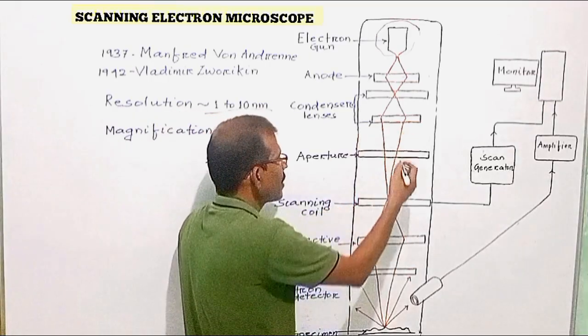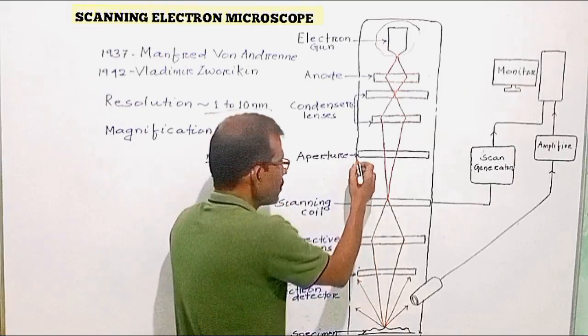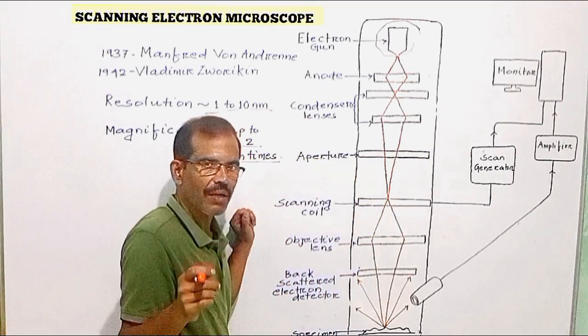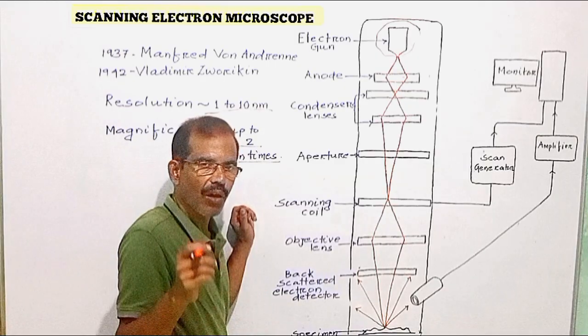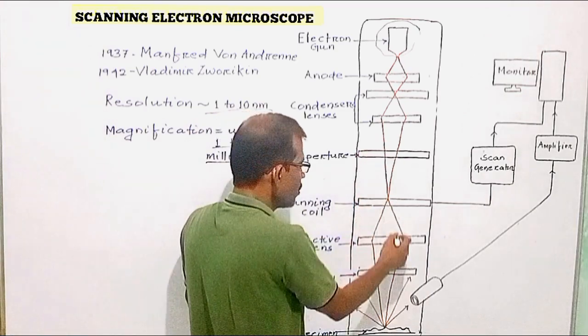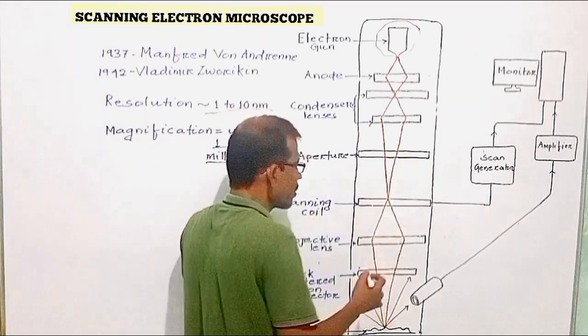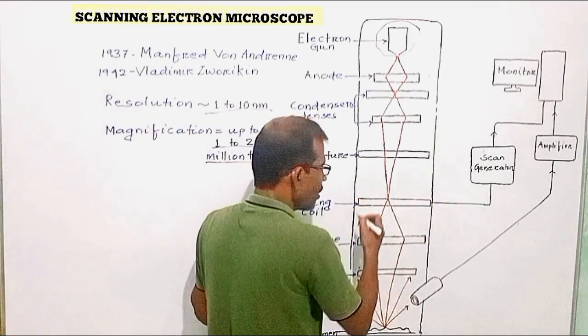Next to the condenser lenses, there is an aperture. The aperture is a precisely drilled metal disc which physically blocks stray off-axis and scattered electrons from entering the scanning coil. After passing through the aperture, the electron beam strikes a scanning coil.